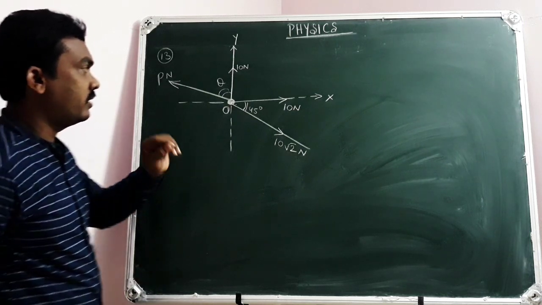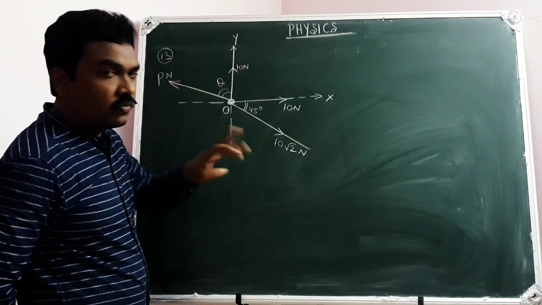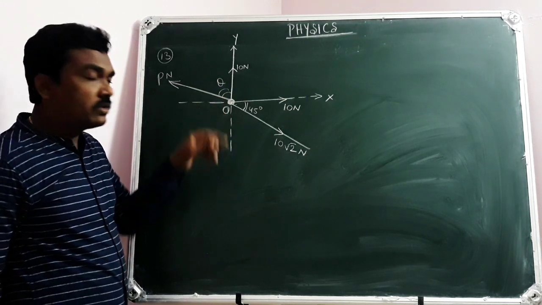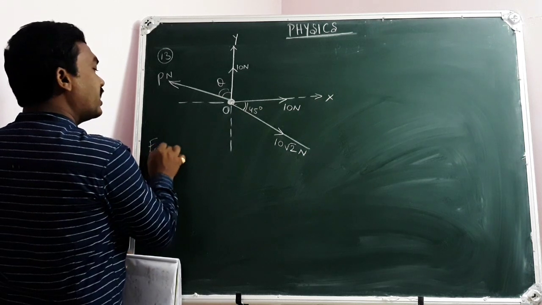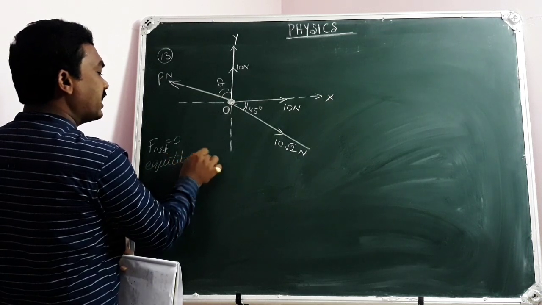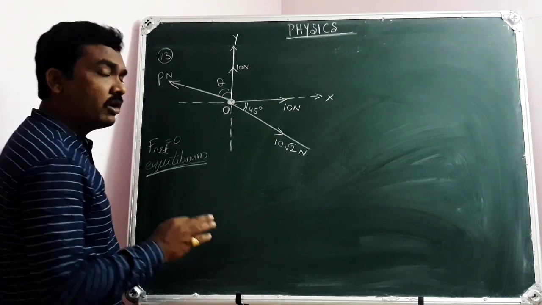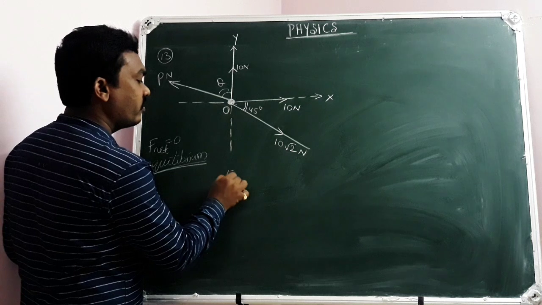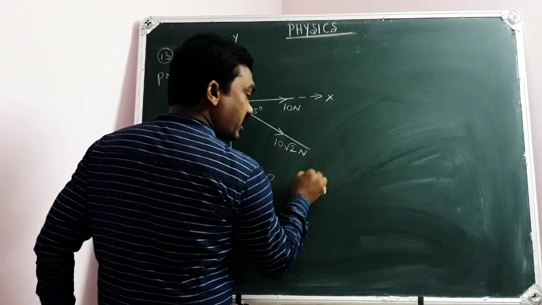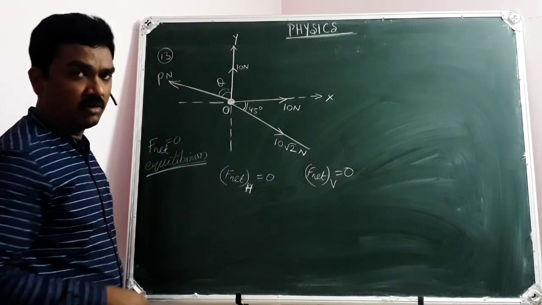So I repeat the data. How many forces? 4. 1, 2, 3, 4. 4 different forces acting on the particle simultaneously, so that the net force acting on the particle is 0, keeping the particle under equilibrium. As the particle is under equilibrium, the net force acting on the particle is 0. This is possible only if the net force in the horizontal direction is 0 and the net force in the vertical direction is 0. Then automatically your particle will be under equilibrium.